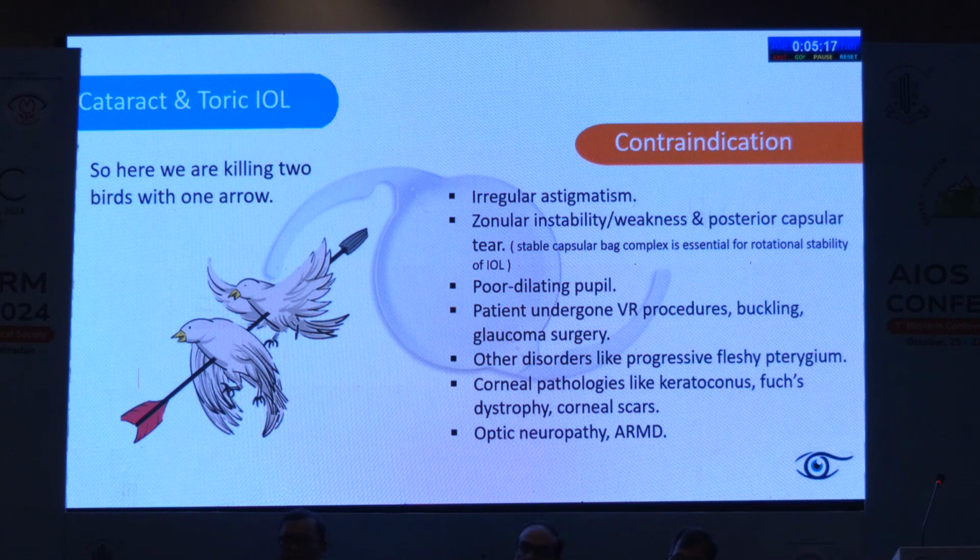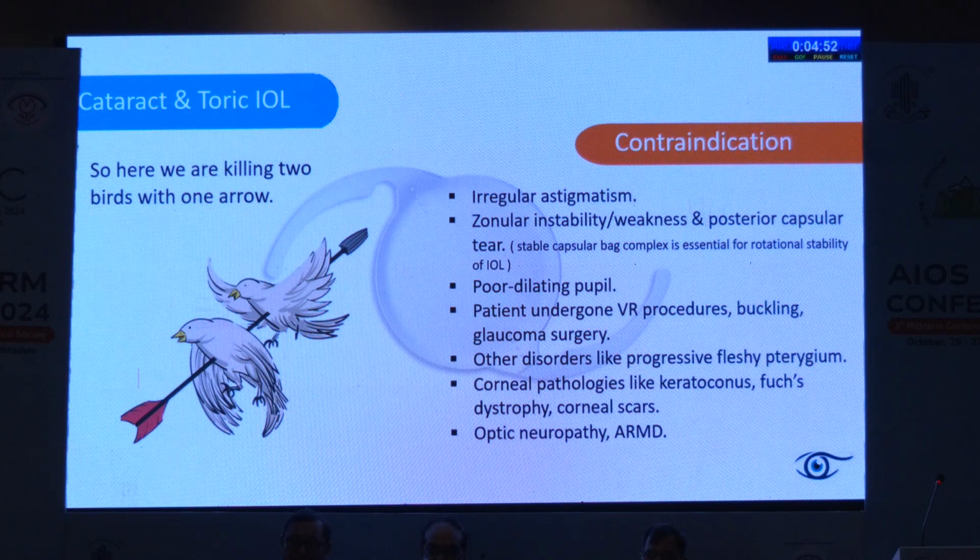Then the other contraindications are patients undergoing the VR procedures, any glaucoma surgeries. So any patient where the vision is compromised as well as the macula, if the vision improves more than 6/24, we can still consider to do a toric IOL. Patients with progressive fleshy pterygiums need to be operated first, and then we can wait for 6 to 8 weeks to go in for a cataract with toric.